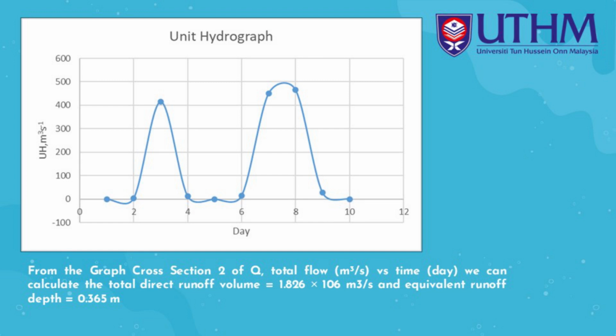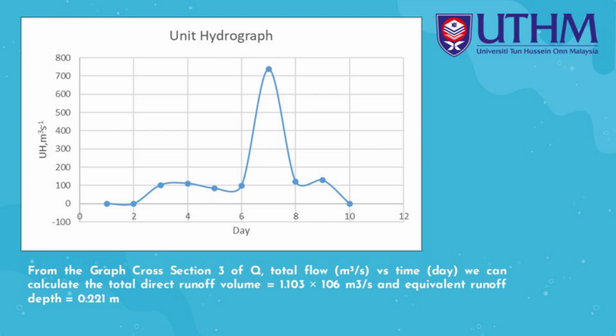and equivalent runoff depth equals 0.365 meter. Okay, for the unit hydrograph for cross section 3, we can calculate the total direct runoff volume equals 1.103 times 10 to the power of 6 meter cube per second, and equivalent runoff depth equals 0.221 meter.